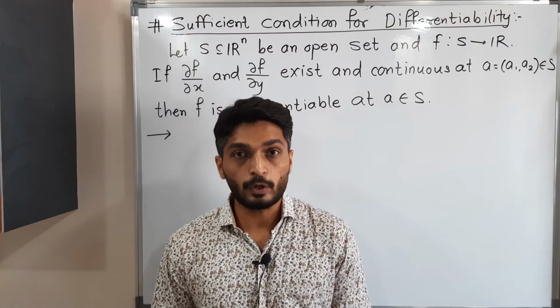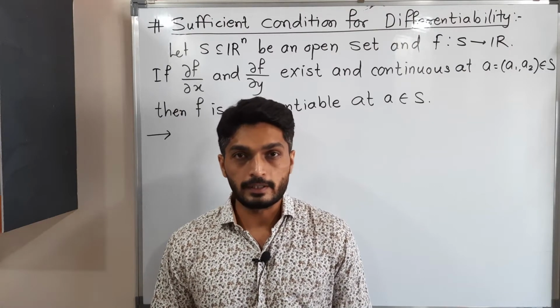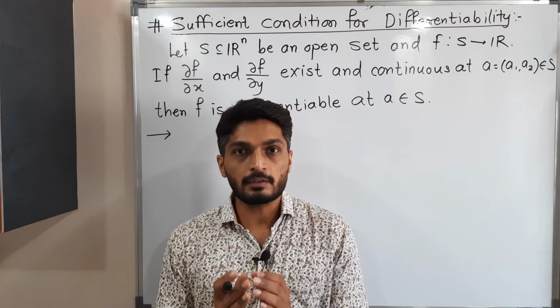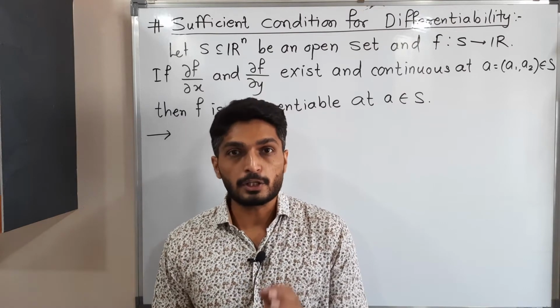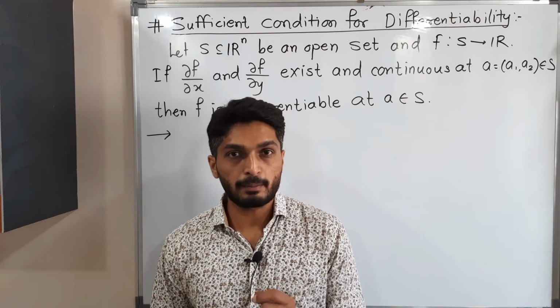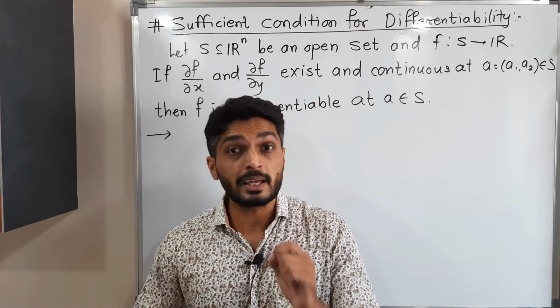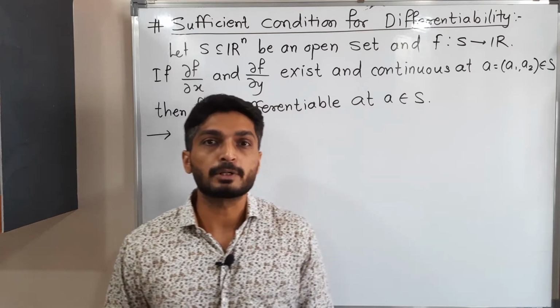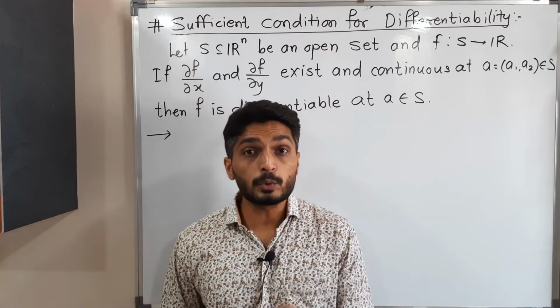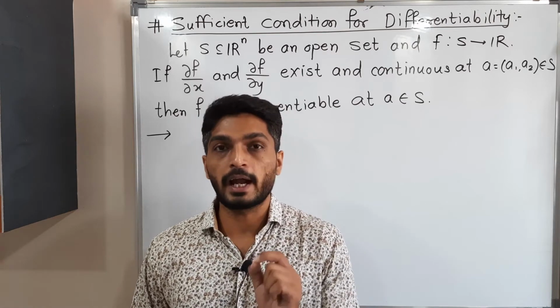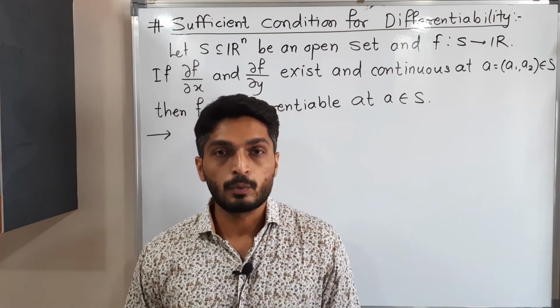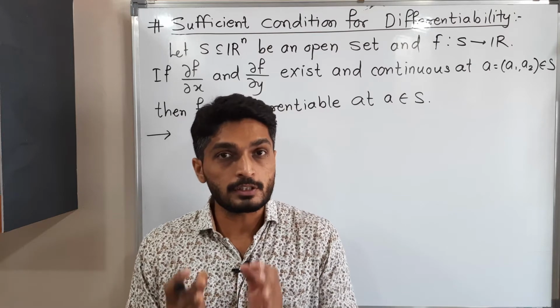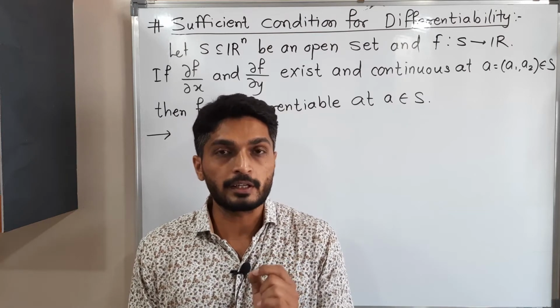Discuss this theorem. We call it a sufficient condition for differentiability. So we have a scalar field f. The given thing is that the partial derivative of f with respect to x and with respect to y both exist and are continuous at a particular point A. We have to prove that f is differentiable at point A. What is our target? To prove the function is differentiable at a given point A.